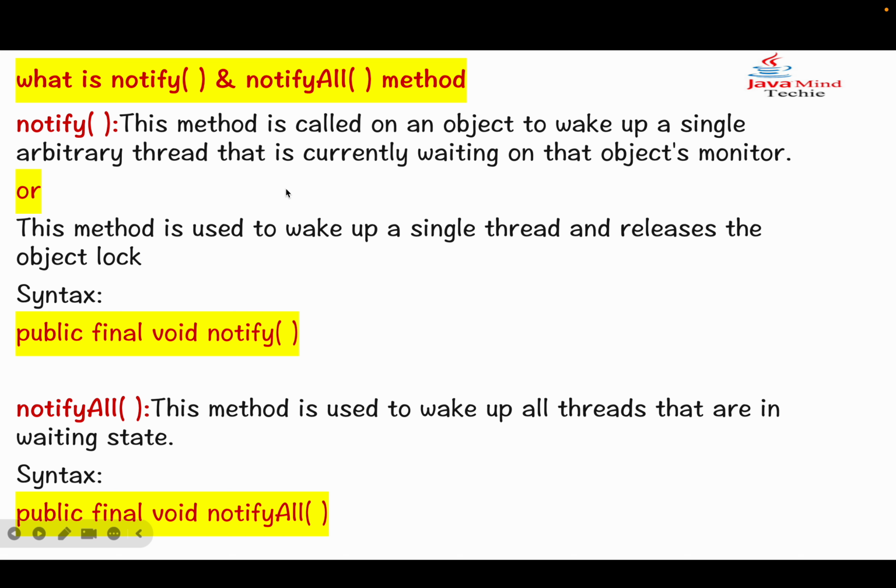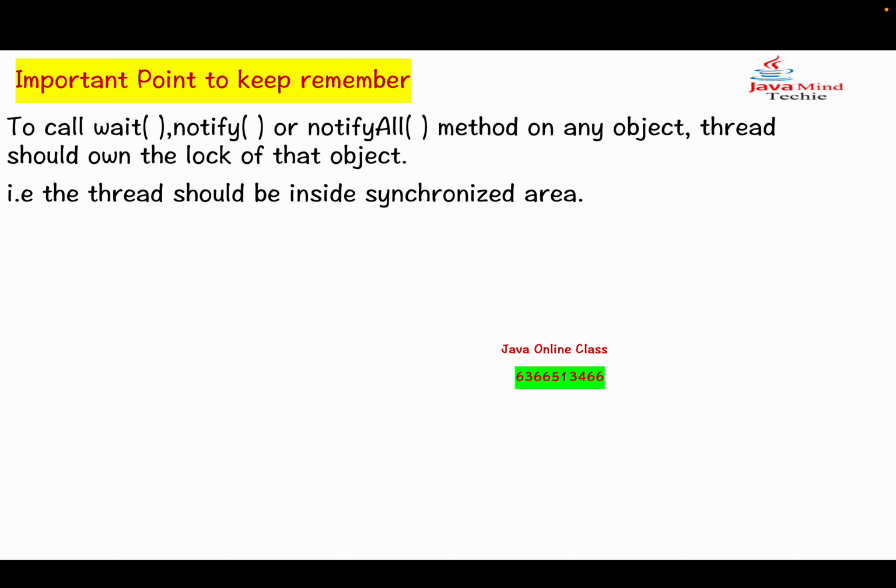Notify means it notifies only a single thread to start its execution, right? But notifyAll means this method is used to wake up all threads that are in the waiting state. Correct, guys? I hope you understood, right? The syntax of notifyAll is public final void notifyAll. Correct, guys?